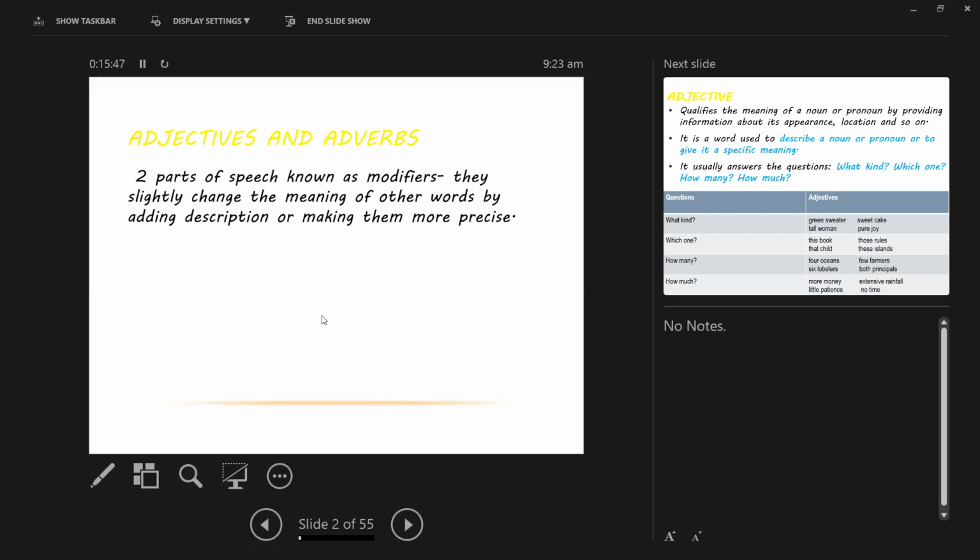As I mentioned earlier, they are modifiers. But first of all, why don't we define what a modifier is? When we say modifier, it simply means it adds to the meaning of the word or makes it more precise. Got it? They slightly change the meaning of other words. So when we say modify, it slightly changes.